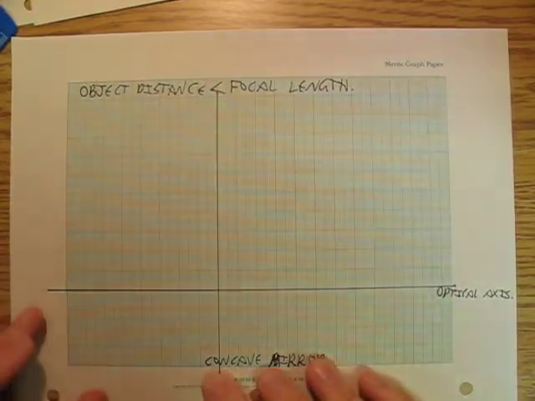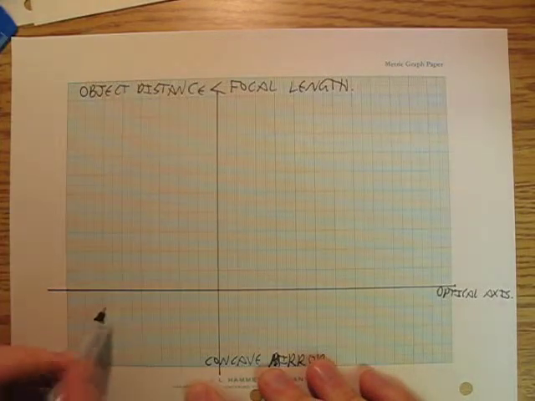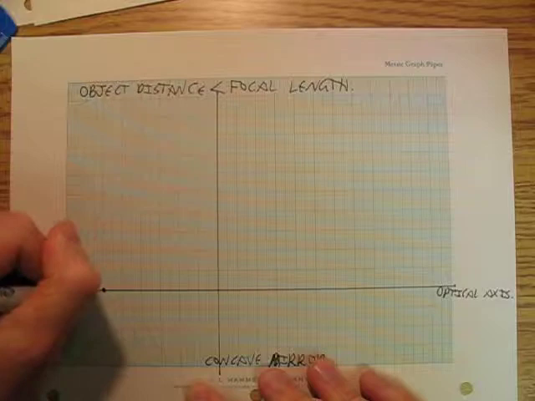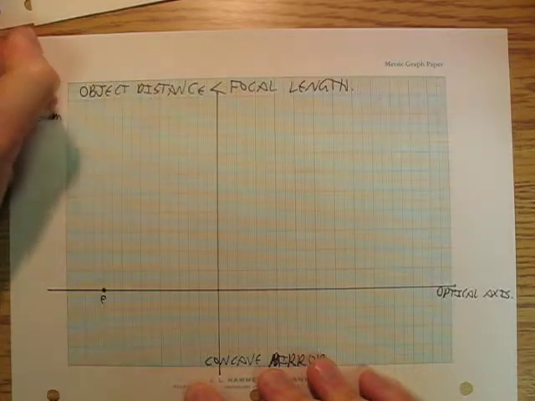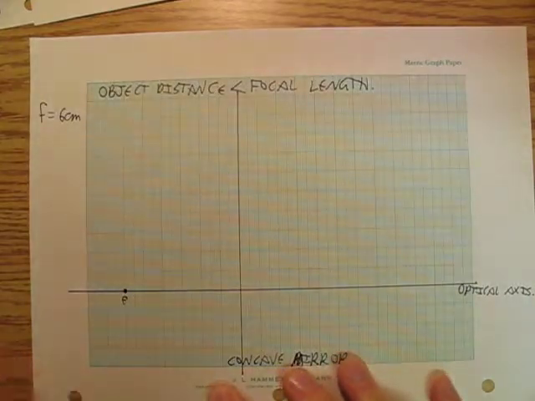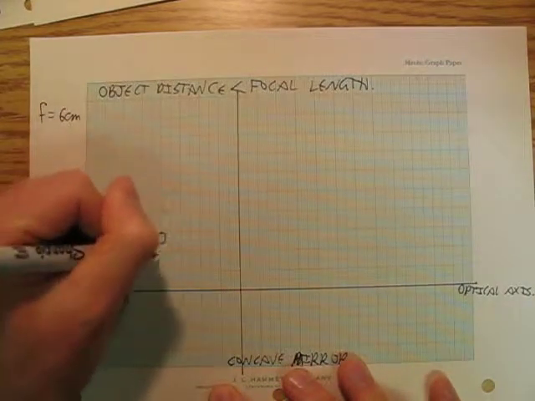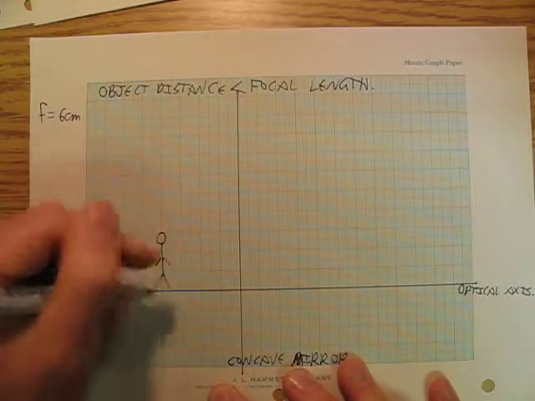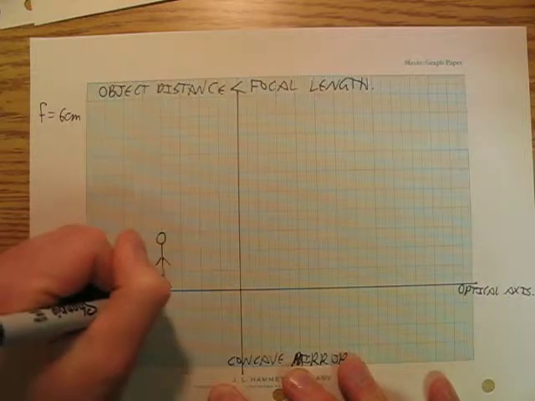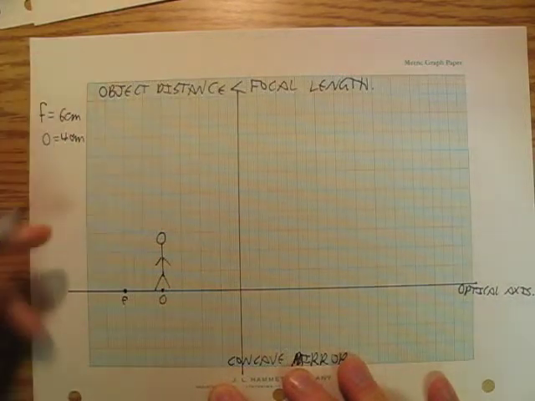And I'm going to have a focus of, we'll call it 6. 1, 2, 3, 4, 5, 6. So my focus is 6 centimeters. And we're going to put a little dude with a light on their head. That is going to be 4 centimeters.